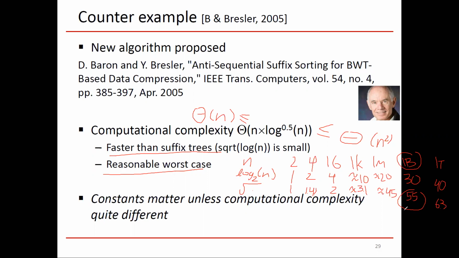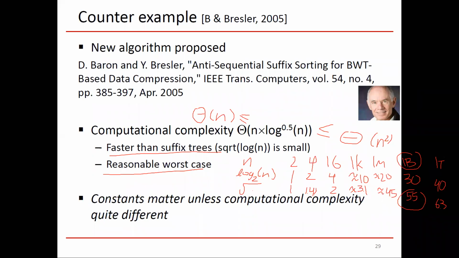So practically speaking, unless you're compressing the entire internet, in which case the number might be, I don't know, 7 or 8, the number is always going to be manageable. So the worst case is reasonable, and practically speaking, it was about 2 times faster than suffix trees.